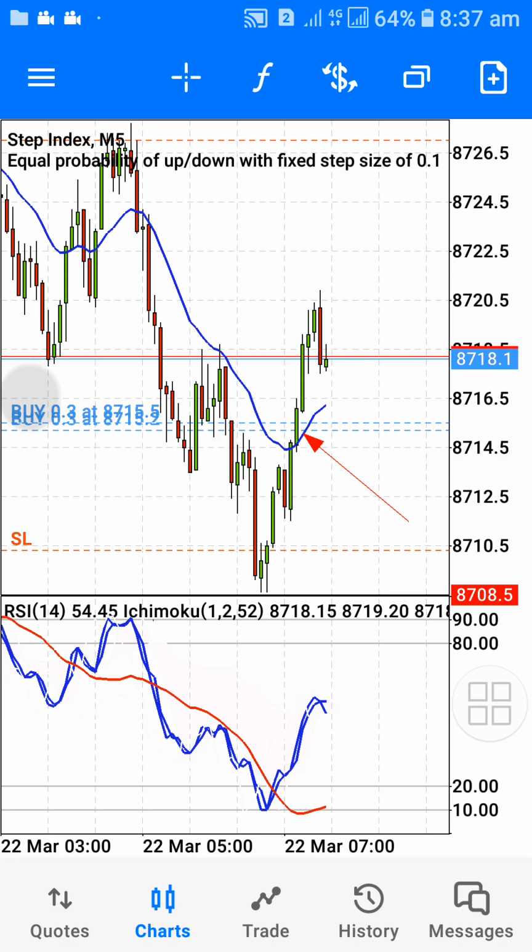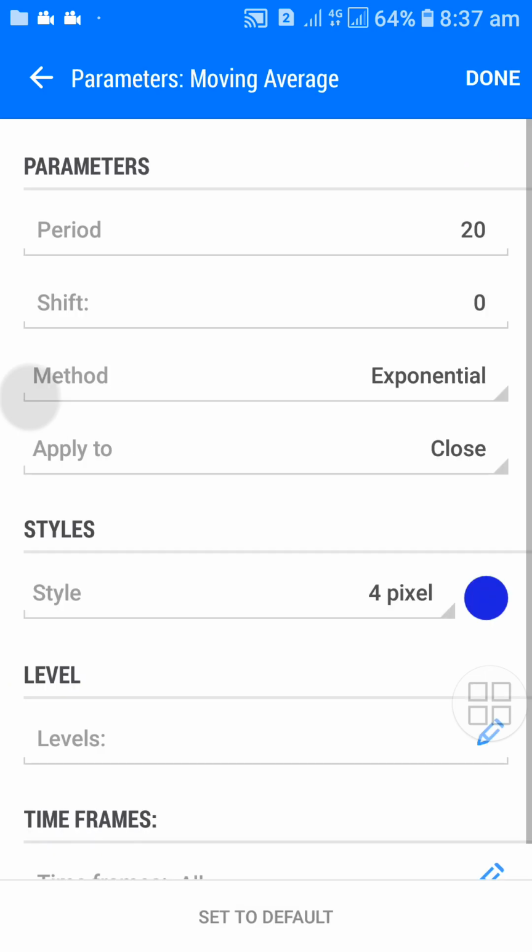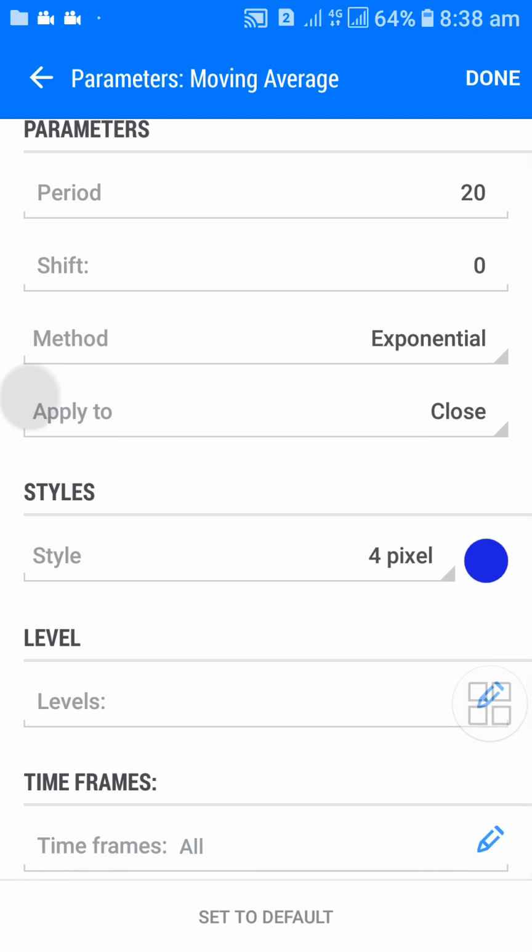Step Index and see what is going on there. So, all right, see all of this. Let me show you the indicators we are using here in this one. The first indicator is the moving average, which we apply on the main chart, all right? These are the parameters we are using. The period is 20, the shift is 0, the method is exponential, applied to close. The color is a thing of choice. I'm using blue here, so you can use any color of your choice.